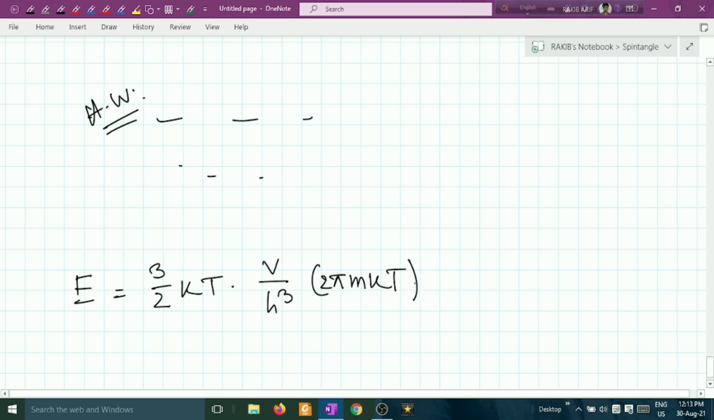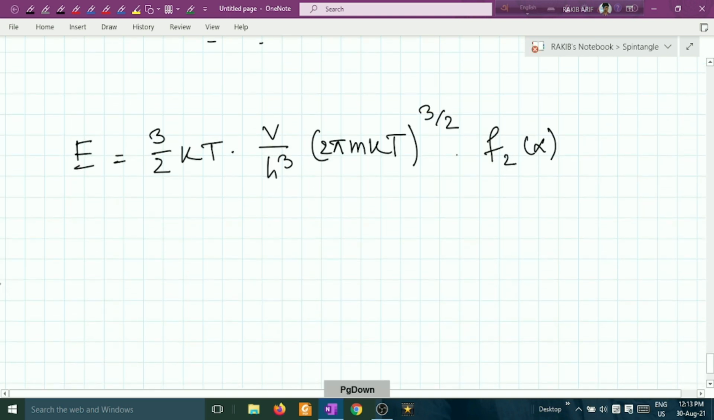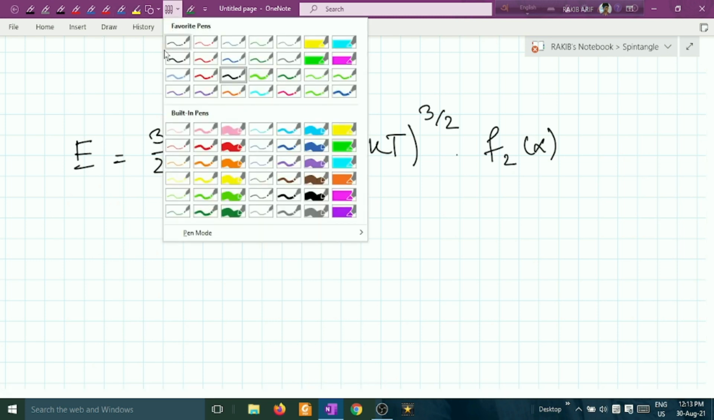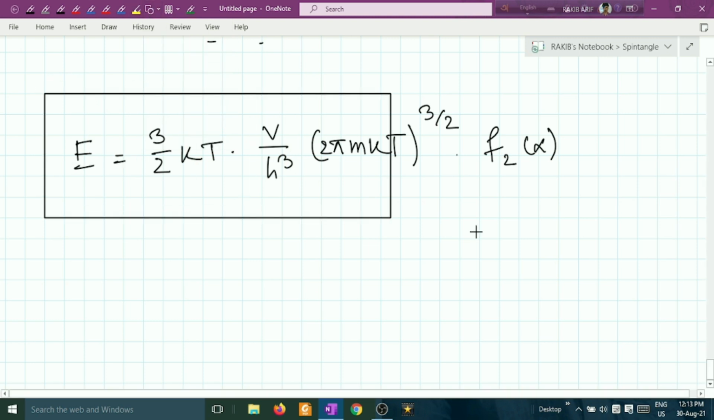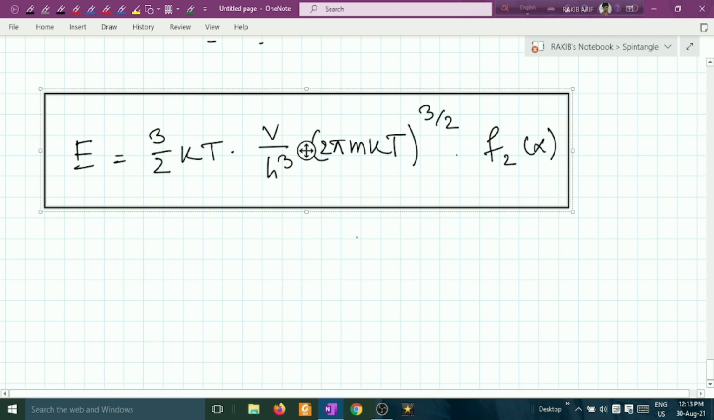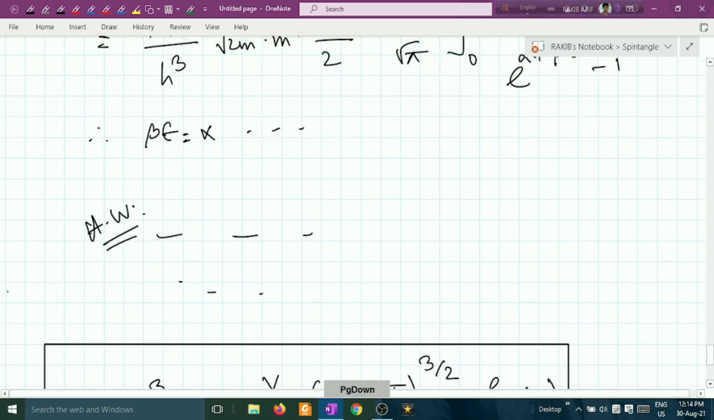2 pi m kT to the power 3 by 2, and here it is the integration term. There will be another integration term which I am writing as f2 alpha. This is the expression for the energy. Put a box on this expression for energy. This is the required expression for the energy. Up to this point it is okay. This is the energy expression.